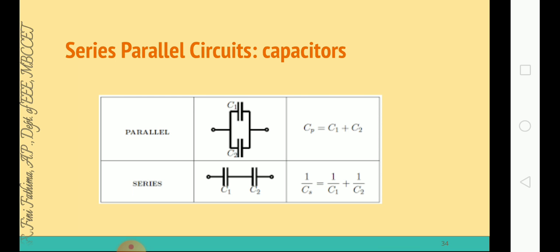While we are solving for the series and parallel combination of a capacitor, there is a difference.